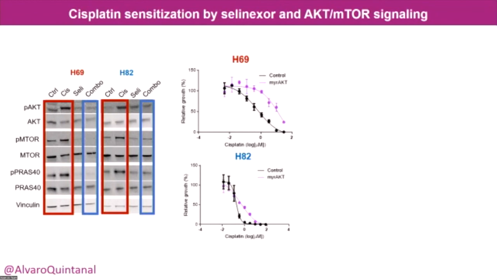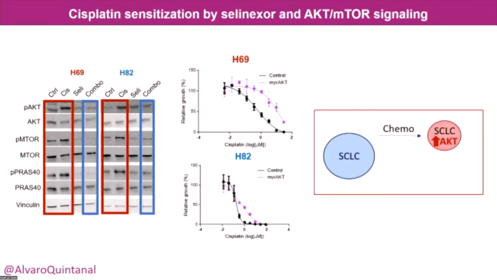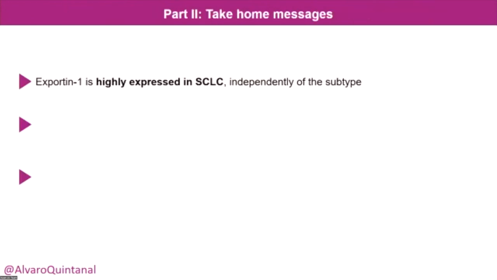And what we did to test that was to overactivate the AKT-mTOR pathway in different small cell lung cancer cell lines. And you see that when that happens, in the pink curve, they are less responsive to chemotherapy. So we came up with a model where small cell lung cancer may be able to activate the AKT-mTOR pathway as a response to chemotherapy. And when you also inhibit exportin 1, this doesn't happen anymore, and that makes these tumors more sensitive to chemotherapy.